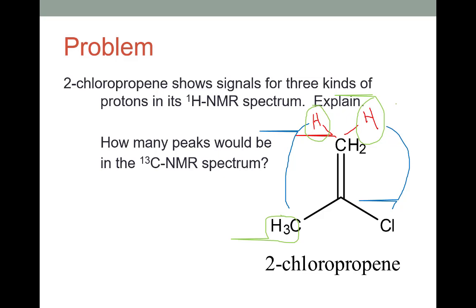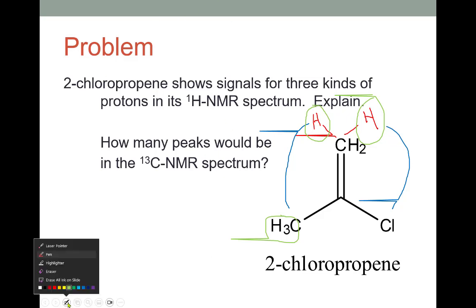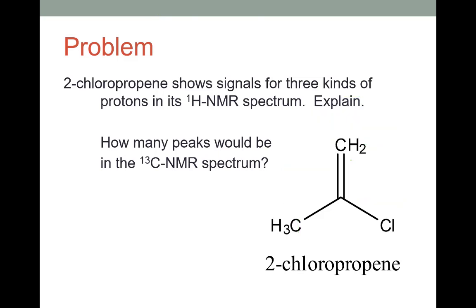Now that said, these 2 protons on the CH2 group are pretty similar to each other. So depending on the strength of my instrument, those 2 peaks might overlap or might be hard to resolve. So when you're looking in the textbook and when you're doing homework problems about NMR, keep in mind when it says something like this, it shows signals for 3 kinds of protons.